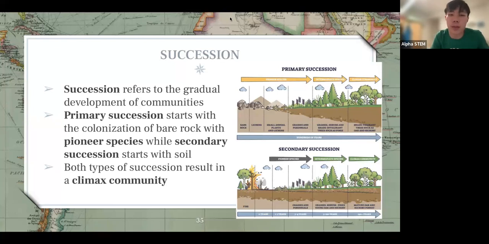Succession refers to the gradual development of communities, and it can be divided into two different types. Primary succession starts with bare rock or no soil. Secondary succession starts with soil. You can remember S for secondary, S for soil. Primary succession would be like if there was a new island in the middle of the Pacific Ocean due to a volcano or something, then there would be just lava rock, no soil. So therefore it's primary succession. On the other hand, if there's a forest fire, that's secondary succession, because even if the forest fire burns away everything, there's still going to be soil left on the ground.